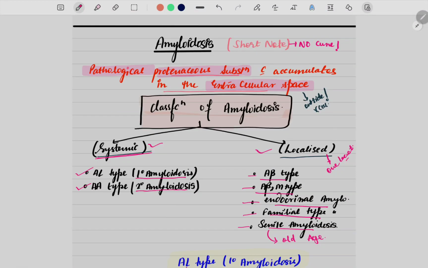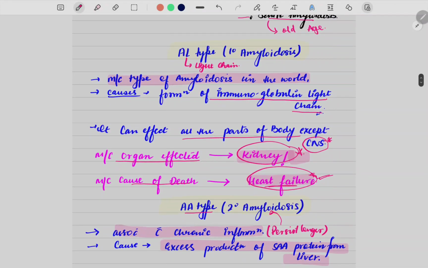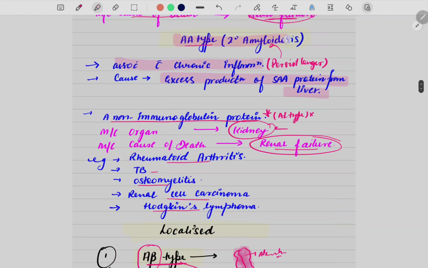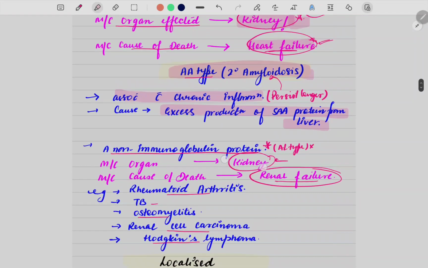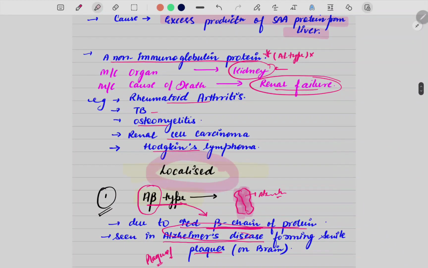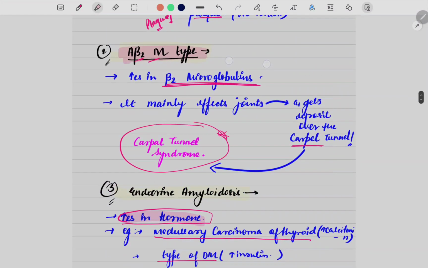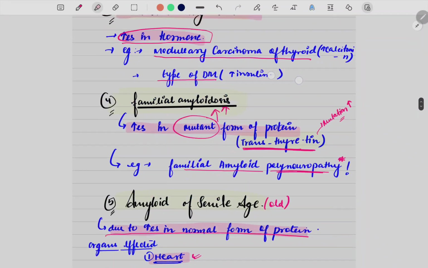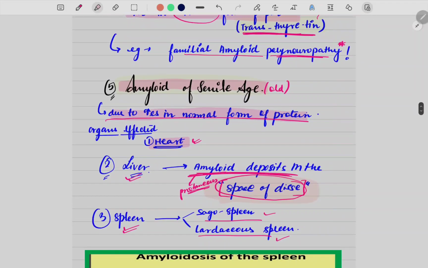So this was all about amyloidosis. If this comes as a short note, make sure you're writing every type of the amyloidosis and explaining every type a little bit. So first we discussed the first one, that is the AL type. Then we discussed the AA type, which is secondary amyloidosis. These two above are the systemic ones. Then we came to the localized ones. Here we saw the A beta type, the A beta 2 M type, the endocrine amyloidosis, the familial amyloidosis and the amyloidosis in the senile age.